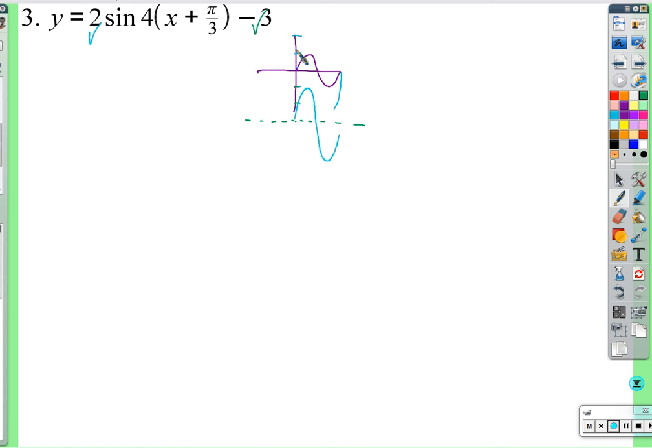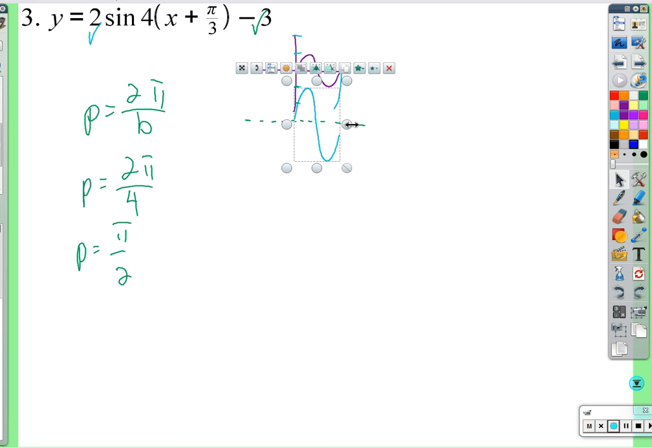The shift to the left is going to be the last thing. What is the thing we haven't done yet? Period. Period first. Period equals 2 pi over b. So period equals 2 pi over 4. Period equals pi over 2. So just highlight the thing and scrunch it down until it is pi over 2, which is right there.